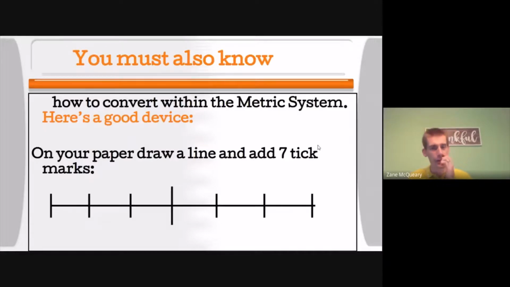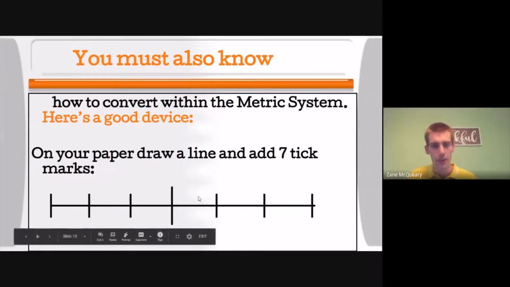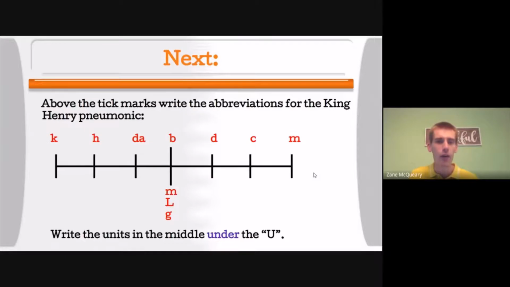All right, so here's what we're going to do. When we're converting these back and forth, simple method, very little math involved. I think you're going to like it, all right? We're going to draw this line on paper and we'll put 7 little tick marks. 1, 2, 3, 4, 5, 6, 7. Okay. Now we're going to go back and we're going to put little abbreviations above it.